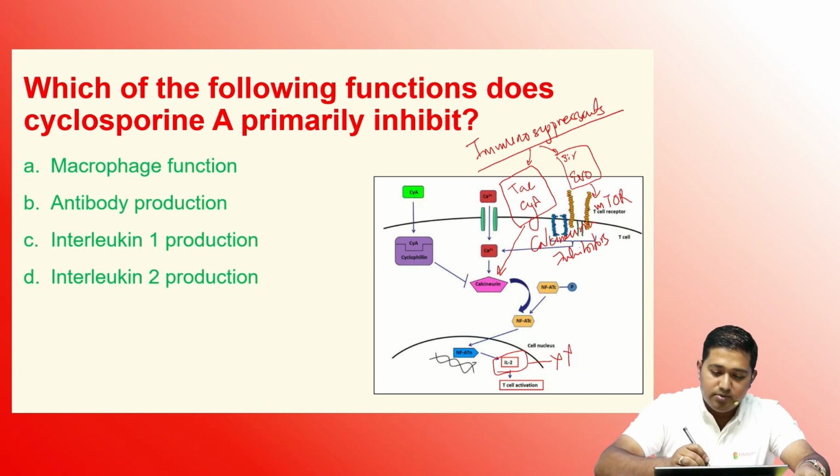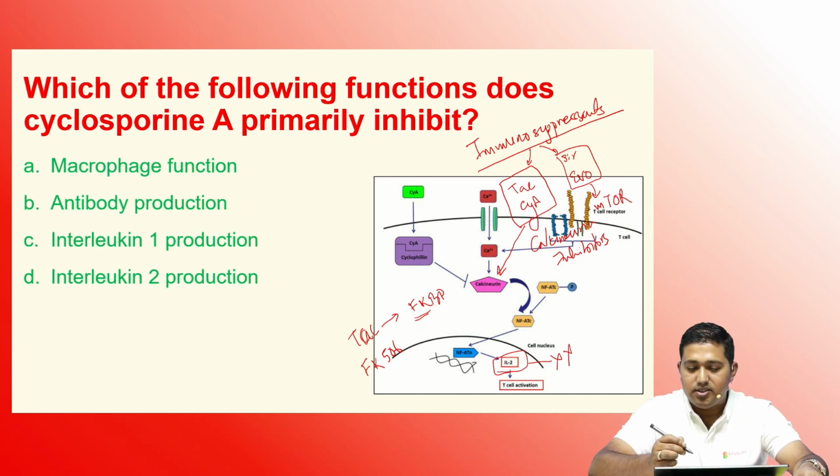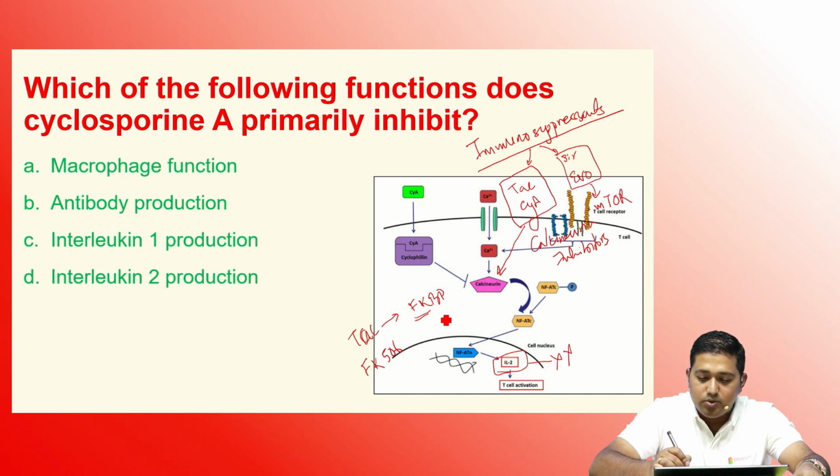If you talk about tacrolimus, another name for it is FK506. This tacrolimus binds to a protein called FK binding protein. Why FK? Because tacrolimus is also known as FK506. So it binds to a protein, the FKBP. Now this FKBP will go and bind to calcineurin and inhibit it. So ultimately both drugs, cyclosporin as well as tacrolimus, inhibit interleukin 2.